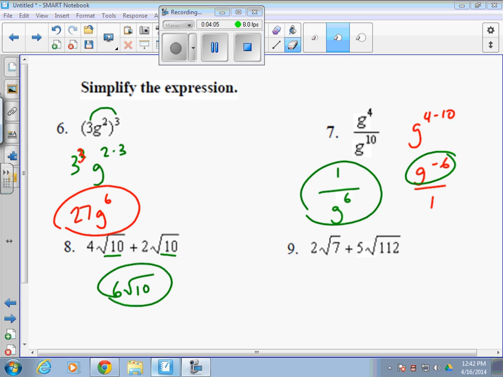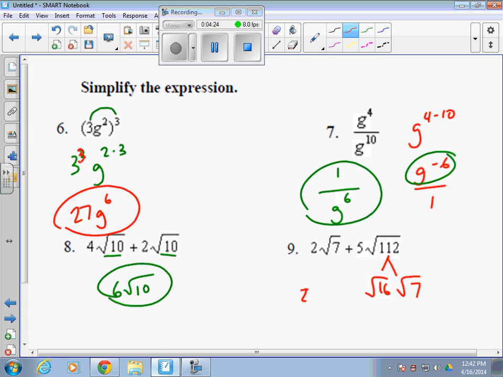Number 9, we have 2 times the square root of 7 plus 5 times the square root of 112. We don't have the same square root like we did in number 8. So we have to take a perfect square out of 112. Remember, your perfect squares are 4, 9, 16, 25, those numbers. The square root of 16 goes into it times the square root of 7. Don't forget everything else, though.